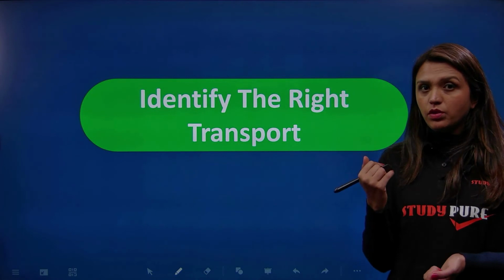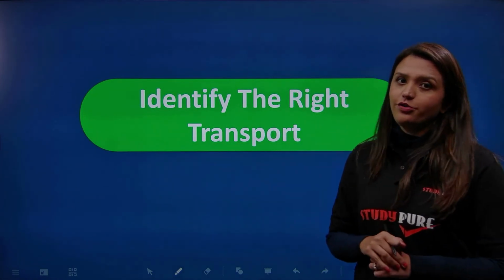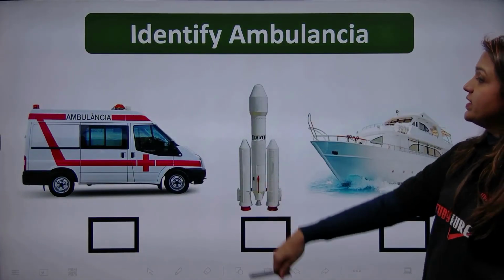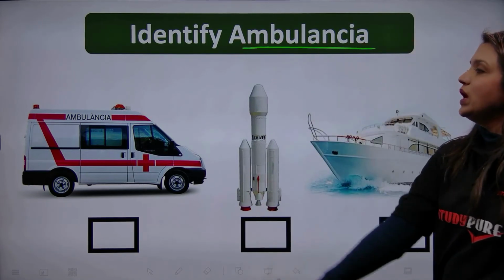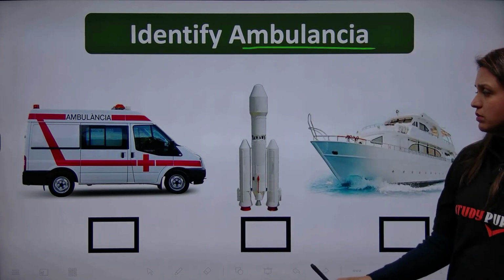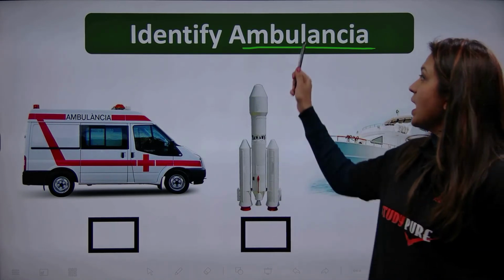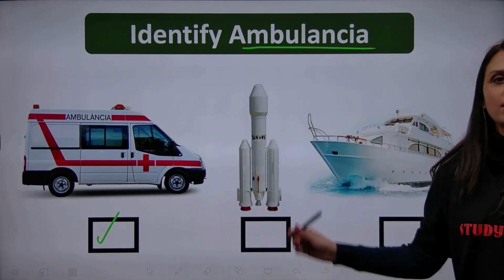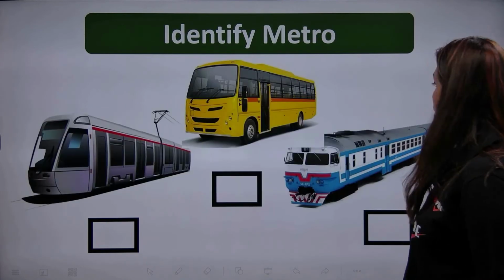Okay, now I have another game for you. In this game, you also have to identify the right transport. This is going to be a lot of fun. Let's try this game. You have to identify out of these pictures what is an ambulancia. Which one? This one, or this? Yes, you're right. An ambulancia is an ambulance in Spanish. So that's correct. Ambulancia.